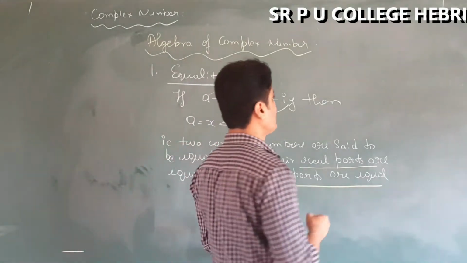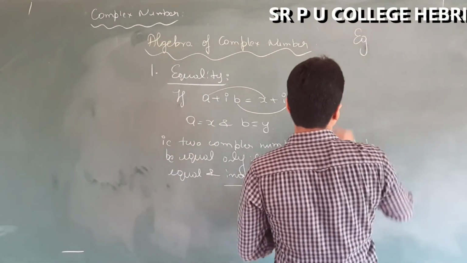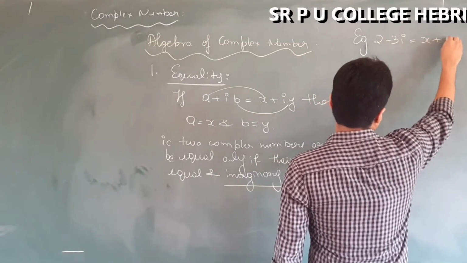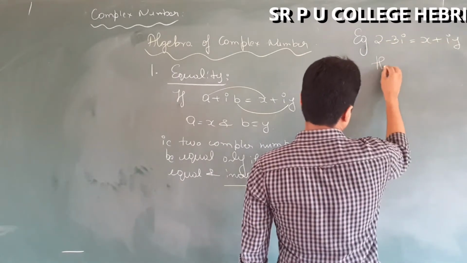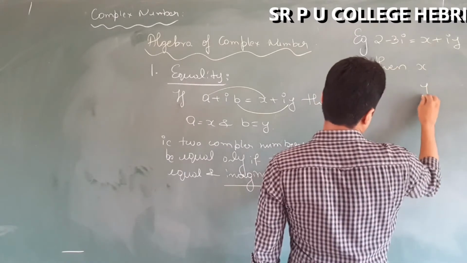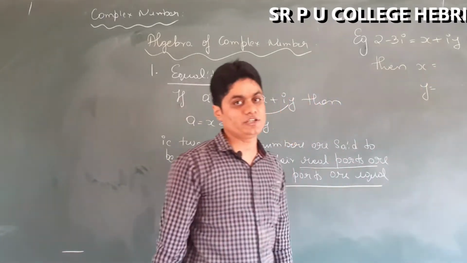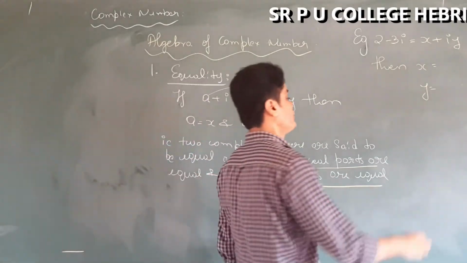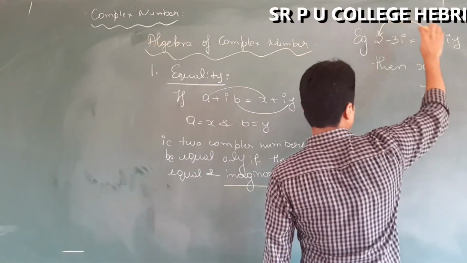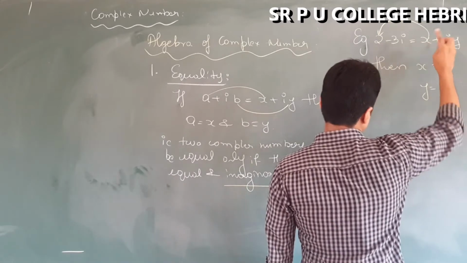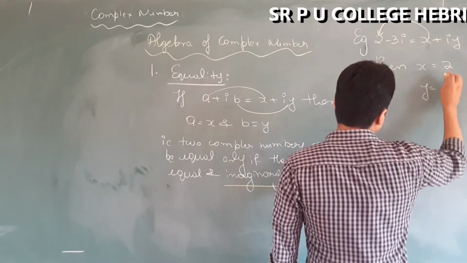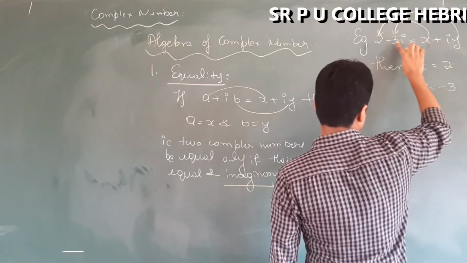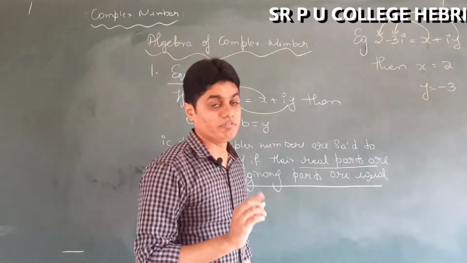I'll give you an example for this. See, for example, if 2 minus 3i is equal to x plus iy, then can you tell me what is x and y? Here we are equating two complex numbers. According to the definition, you have to equate x with the real part, because x is the real part in the unknown. So x is equal to 2, and y is equal to minus 3. Remember that, okay? y is equal to minus 3.